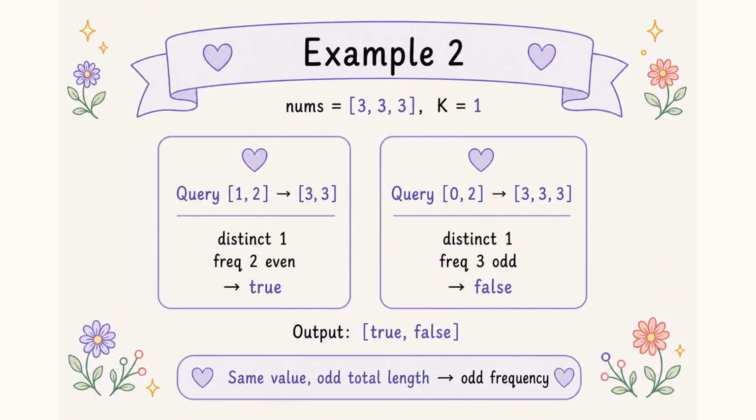Example 2. Nums is 3, 3, 3, and k equals 1. Query 1 to 2 gives 3, 3, 1 distinct, frequency 2 even, true. Query 0 to 2 gives 3, 3, 3, 1 distinct, frequency 3 odd, false. Output true, false. Same value with odd length means odd frequency.